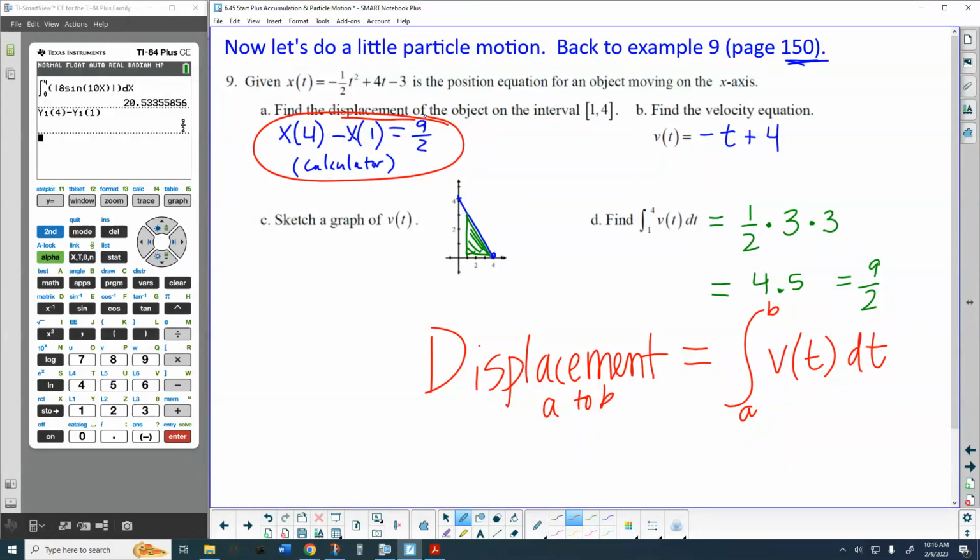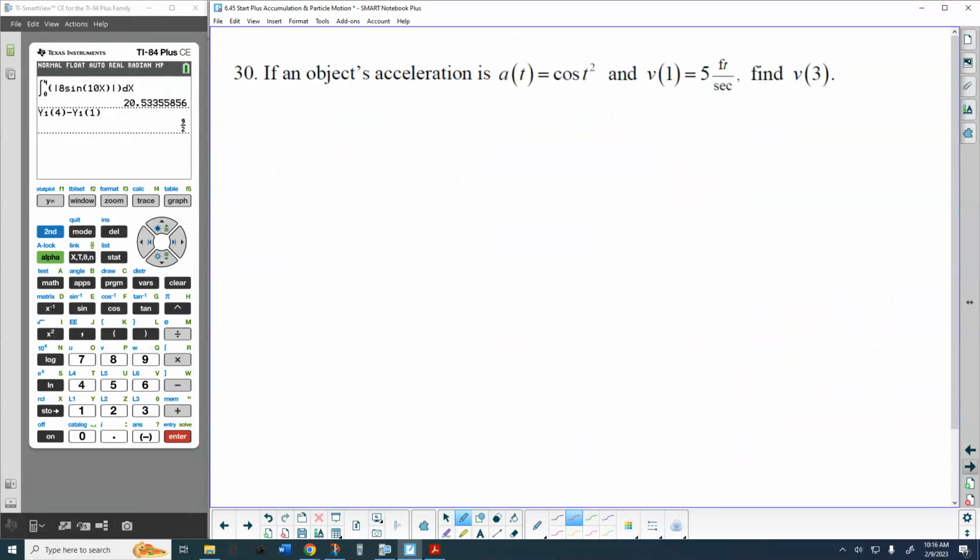Okay. So you could say that displacement is equal to x_b minus x_a. Yes, exactly. And that's exactly what we did here, was that subtraction. Okay. All right. So back to the pink paper.